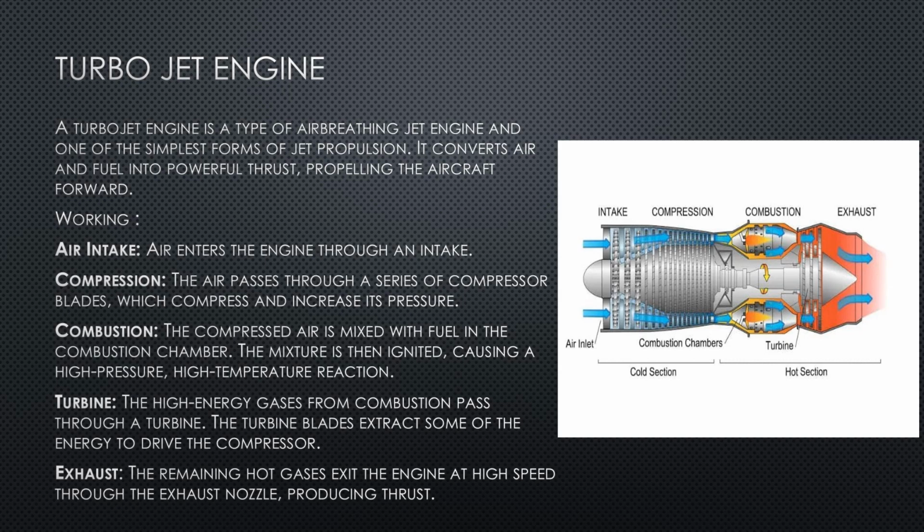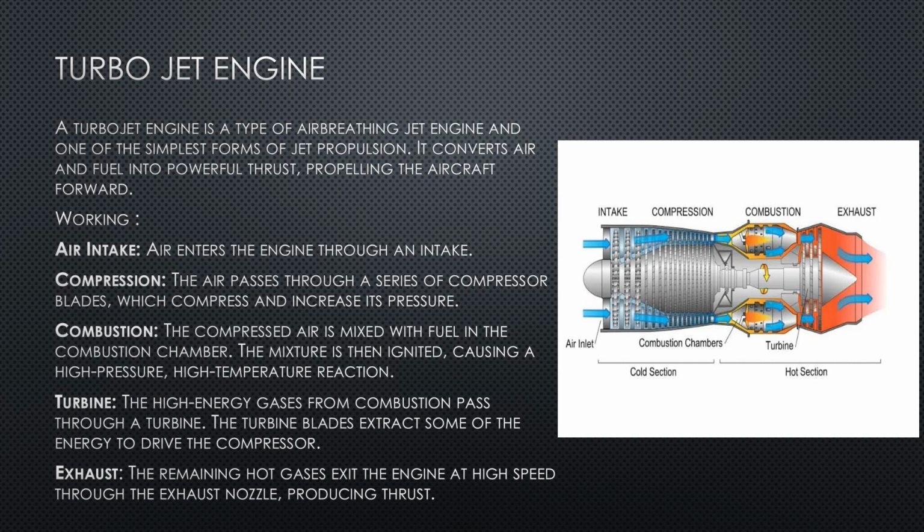A turbojet engine is a type of air-breathing jet engine and one of the simplest forms of jet propulsion. It converts air and fuel into powerful thrust, propelling the aircraft forward. The working of the turbojet engine. The first stage of the turbojet engine is intake or inlet, in which the air enters the engine through an inlet. Then the second stage is compression.